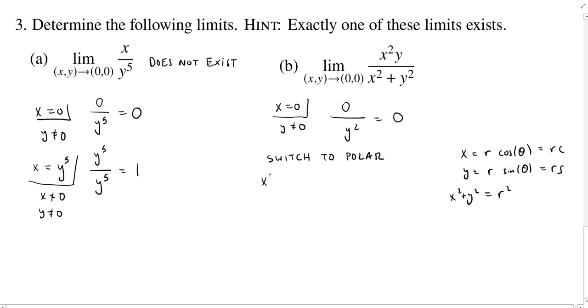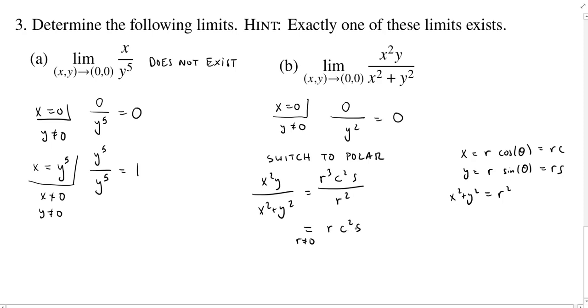So when I switch to polar, x squared y over x squared plus y squared turns into, let's see, x becomes RC, so x squared would be r squared c squared, and y would be RS. So I get r cubed and then a c squared and an s over x squared plus y squared, that's just r squared. As I'm heading towards 0, this r, which tells you the distance from 0, is never allowed to be 0. Because r is not equal to 0, I can cancel, and I just get r times c squared s.